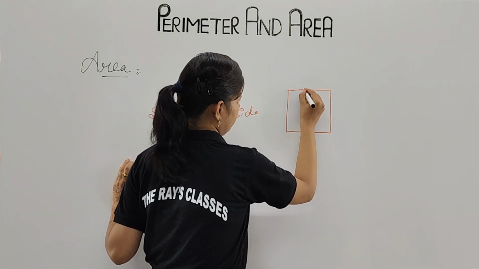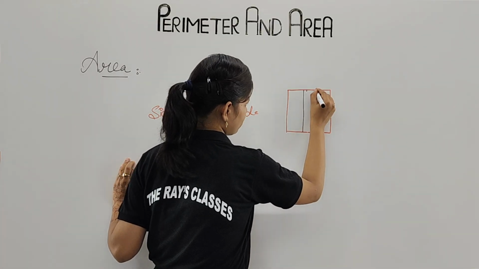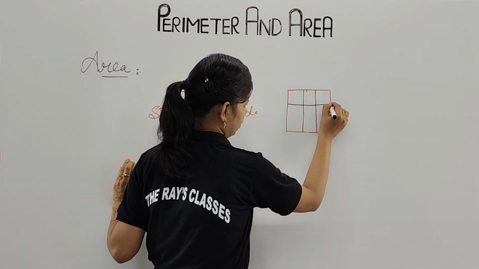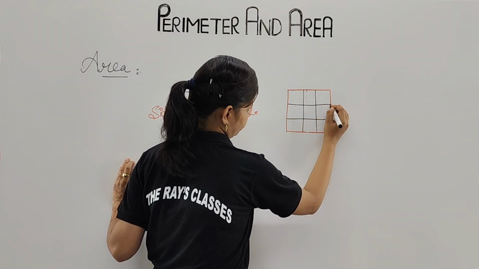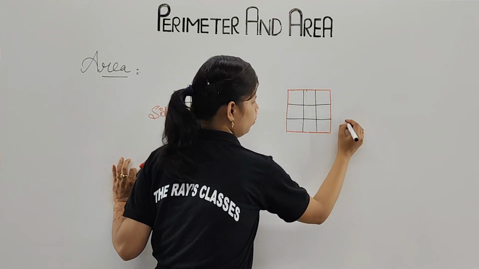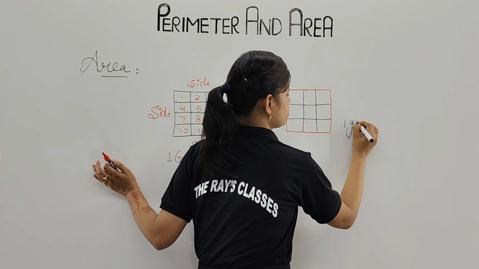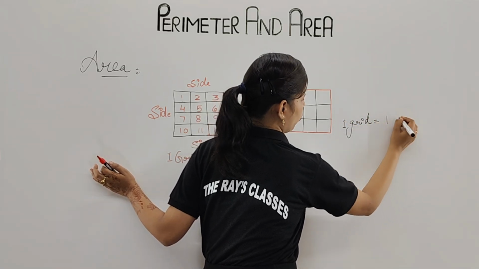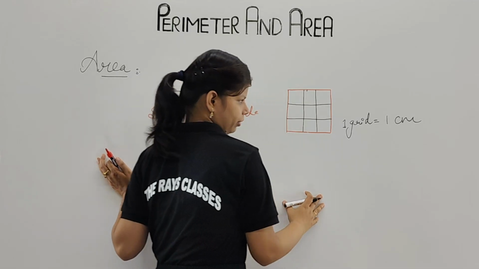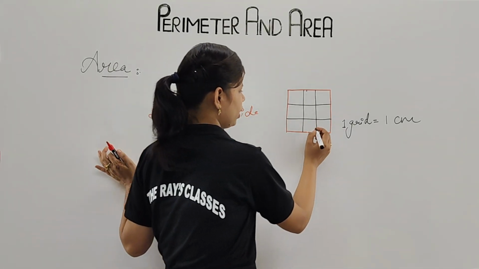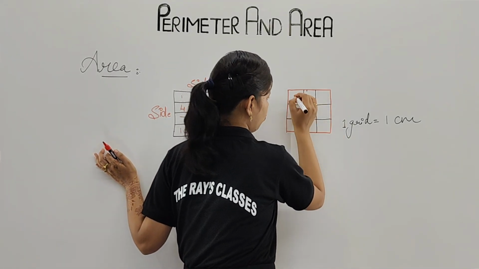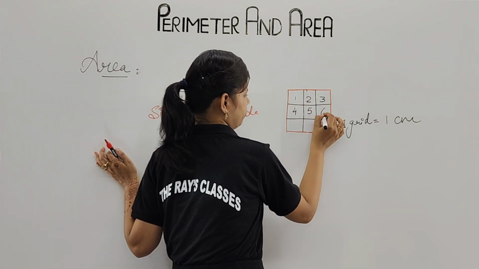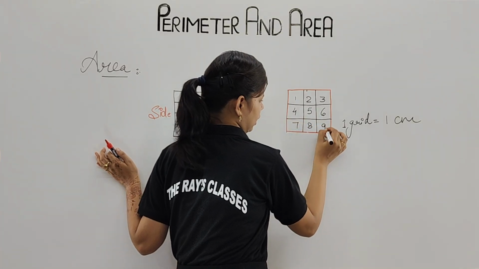We are going to do it with 1 and 2 boxes we have made. Understood, no? Of equal area, like 1 and then 2. You can see again we have written 1 grid. Grid means what? Your box. 1 grid equals 1 centimeter, for example. So the total number of grids will be 1, 2, 3, 4, 5, 6, 7, 8 and 9.